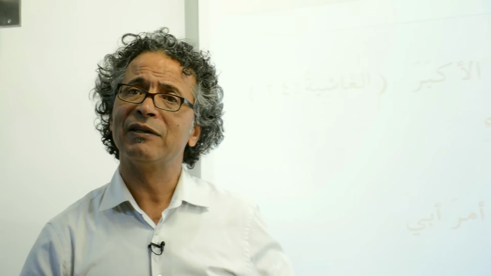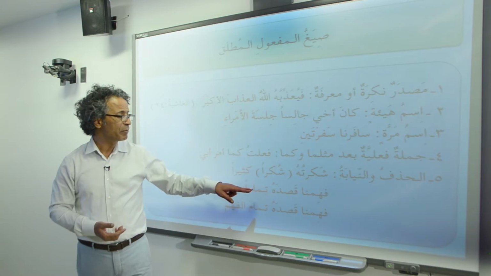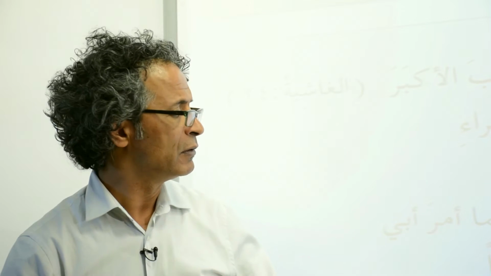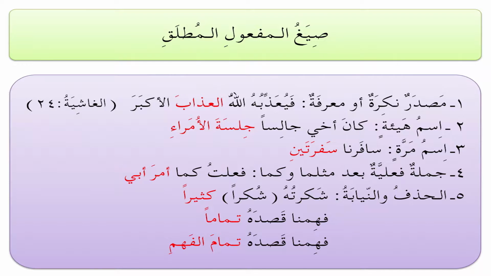فهمنا قصده تماما. How did we understand his intention or what he meant? Completely or very well. So فهمنا قصده فهما تاما would have been another way of expressing this. فهمنا قصده تمام الفهم. Now we're creating an إضافة where تمام is acting as مضاف and الفهم is coming as مضاف إليه. That's also a way of doing النيابة عن المفعول المطلق.